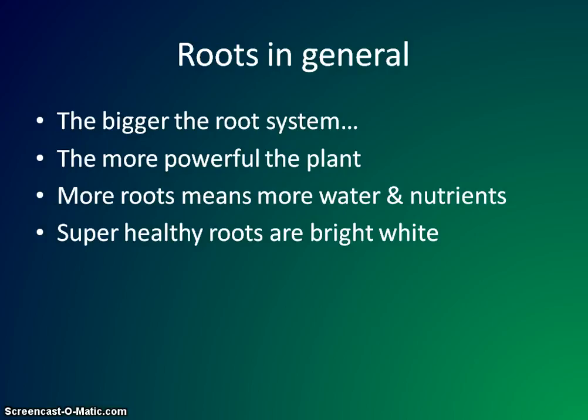In general, the bigger the root system, the more powerful the plant, and more roots means more water and nutrients. Super healthy roots should be bright white for herbs, and I'd say brown for a tree, but it's going to vary. Most plants, if you look at them, their roots are going to be bright white if they're healthy and getting enough oxygen. If they don't get enough oxygen, they'll be browning and smell bad. But don't rip a plant out of the ground. It's not nice.